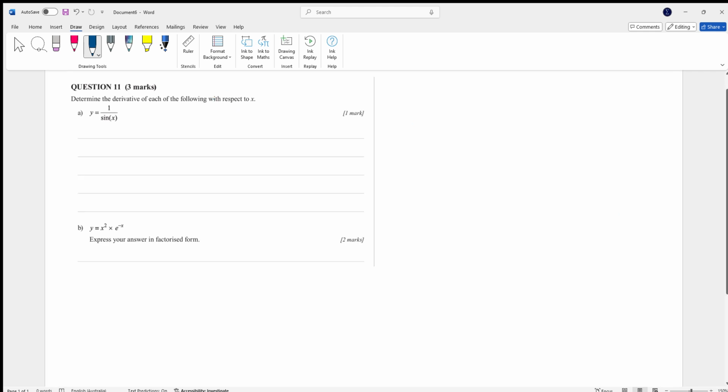So, question 11. Determine the derivative of each of the following with respect to x. So we're given two of these here, with 1 mark for the first question and 2 marks here.